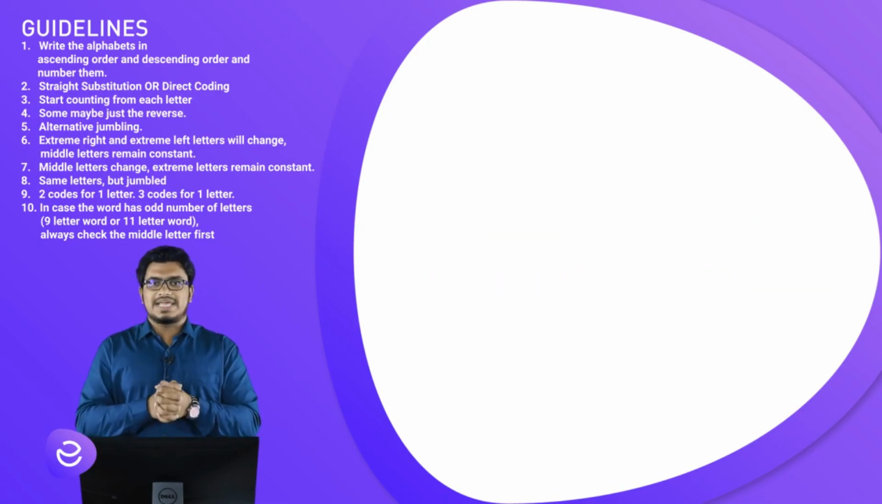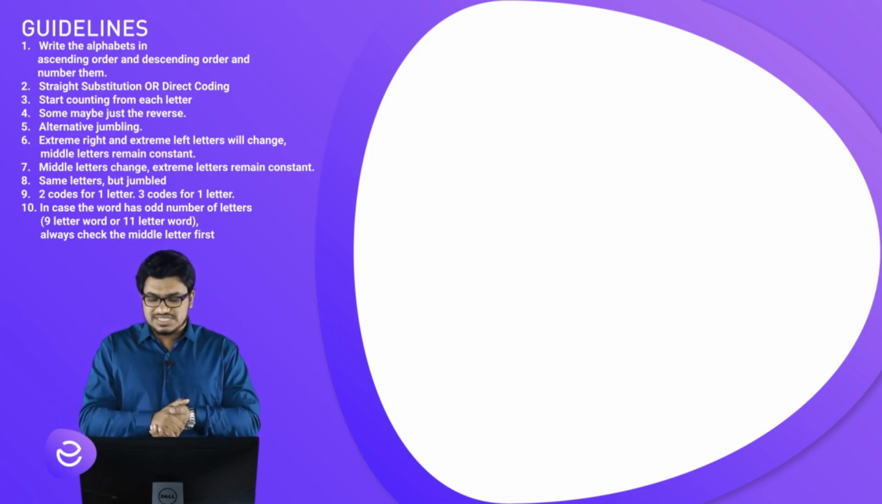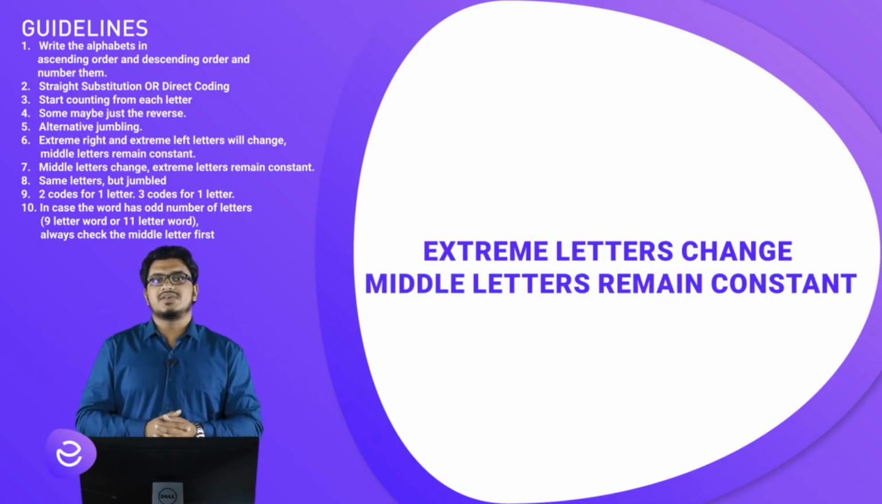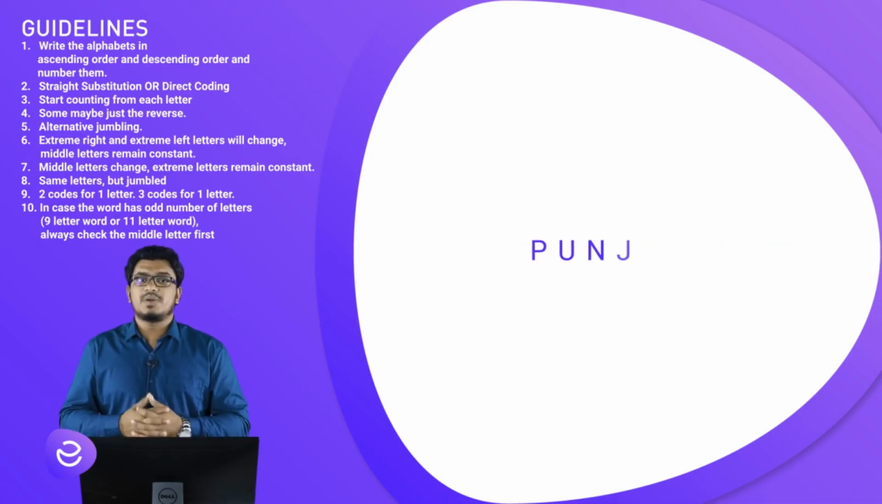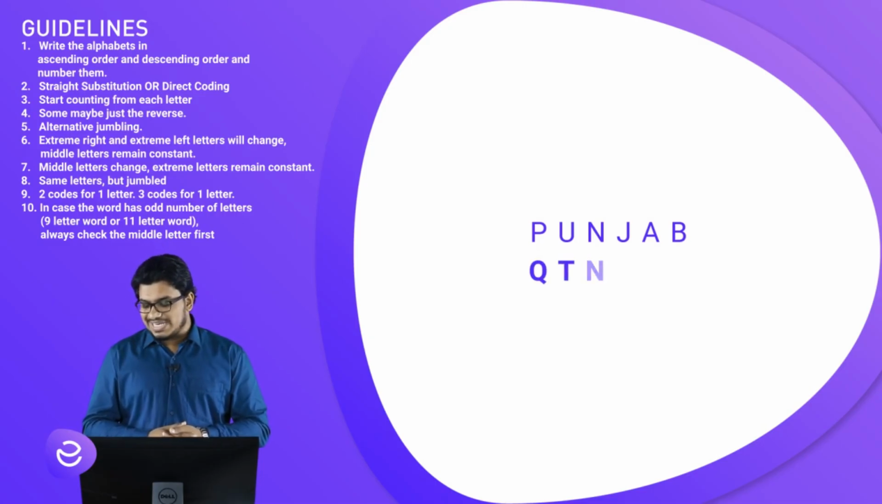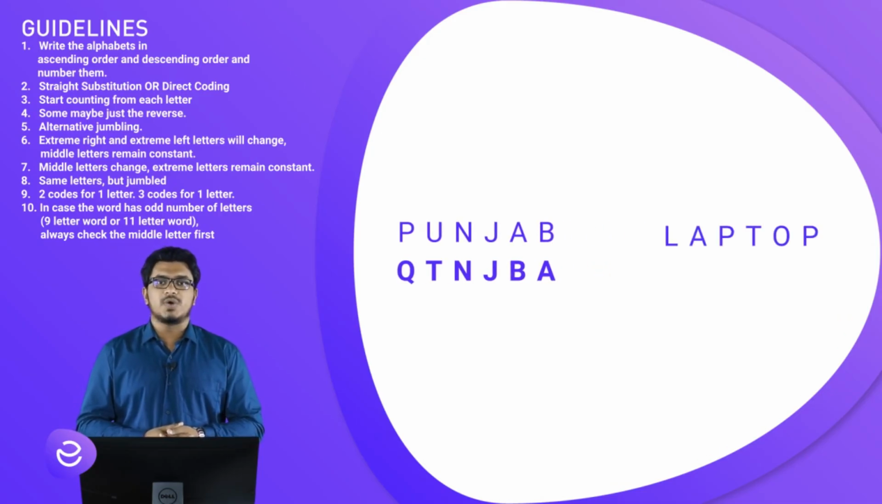Then the next format that I said. In the previous case, extremes remained constant and the middle changed. Here what happens is the extremes change and the middle letters remain constant. Take the word Punjab, for example. The word Punjab is coded as QTNGBA. So how will the word laptop be coded?